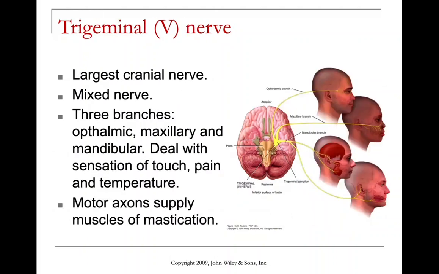The trigeminal nerve is the largest cranial nerve. It's a mixed nerve. It's got 3 branches, the ophthalmic, maxillary, and mandibular. It's going to deal with the sensation of touch, pain, and temperature. Your motor axons are going to supply the muscles of mastication.